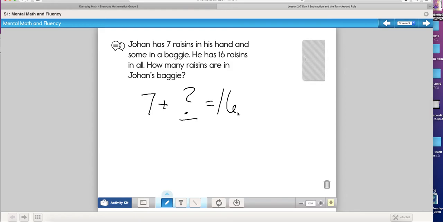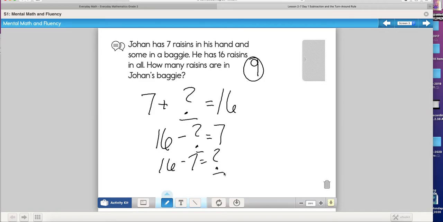Okay? So if you like to count up, you could have started with the 7 that he had in his hand and counted until you got to 16, which would equal 9 raisins. Or if you are a person who likes to count backwards or count down, you could have started with the 16 raisins that he had in all and either counted down a mystery number till you got to 7, or you could have counted down the 7 until you got the mystery number. Either way, you would have found that he had 9 raisins in his bag. These are the kinds of problems that we're going to be practicing today.